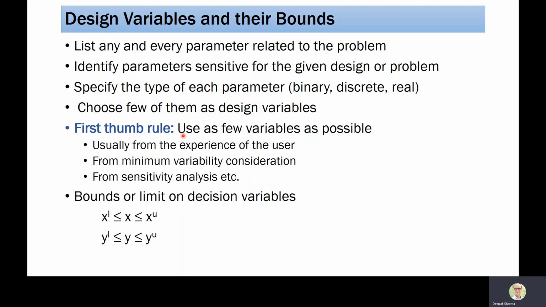So the question is how we can decide which few parameters will become decision variables. First is based on the experience of the user, because somebody who has been working for a long time can tell you that yes, these are the parameters which are sensitive. There are other methods called minimum variable consideration or sensitivity analysis. The sensitivity analysis we will be discussing later. Then, once we have decided, for example, X and Y could be our decision variables, we have to put a bound on both of them. Please note that in this particular example, we are taking just 2 variables, but the problem can have multiple variables. It can be 5, 10, or 12.